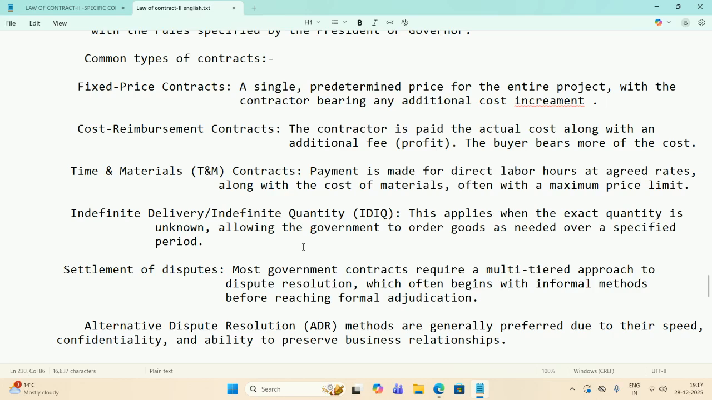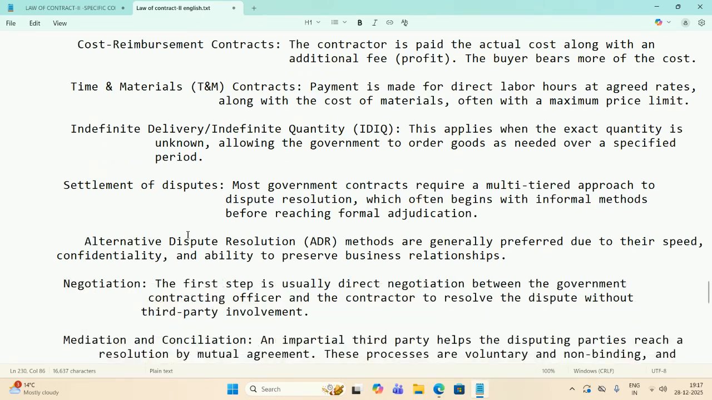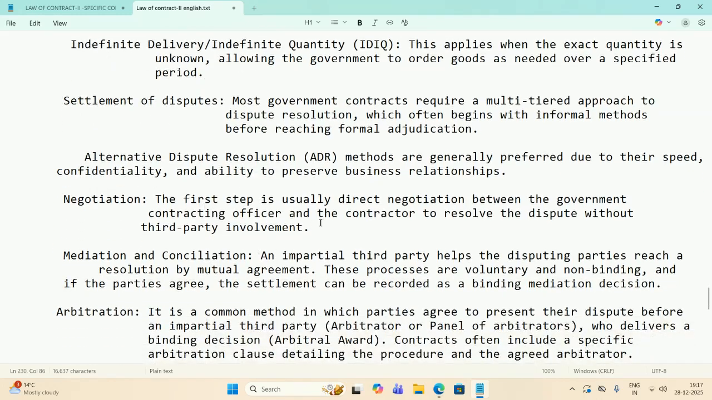allowing the government to order goods as needed over a specified period. Now, settlement of disputes. Most government contracts require a multi-tiered approach to dispute resolution, which often begins with informal methods before reaching formal adjudication. Alternative dispute resolution methods are generally preferred due to their speed, confidentiality, and ability to preserve business relationships. Now, negotiation. The first step is usually direct negotiation between the government contracting officers and the contractor to resolve the dispute without third party involvement.